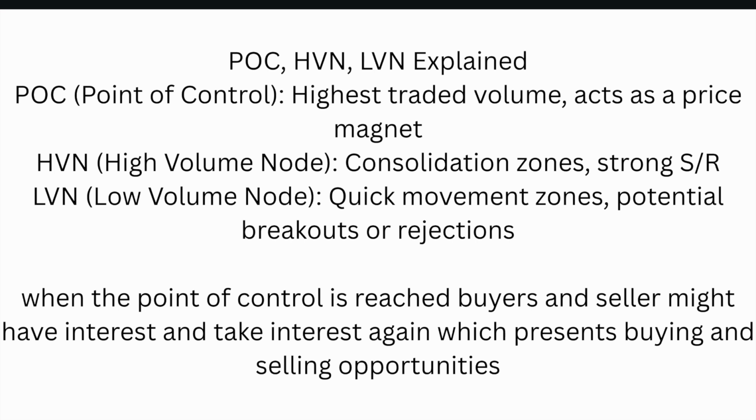You also have the low volume nodes. When there's not much volume at a certain price, those could be quick movements. That's where you could have breakouts or rejections. Because there's not many buyers and sellers there in the past, it could easily go through those prices. When the point of control is reached, buyers and sellers might have interest there. And then they might take that interest again when it presents buying and selling opportunities.